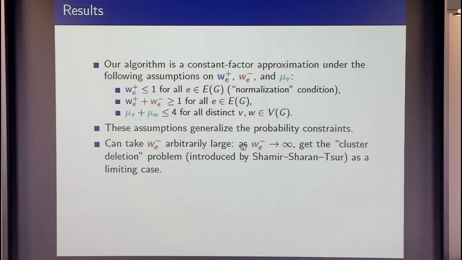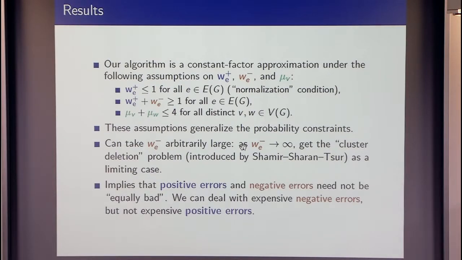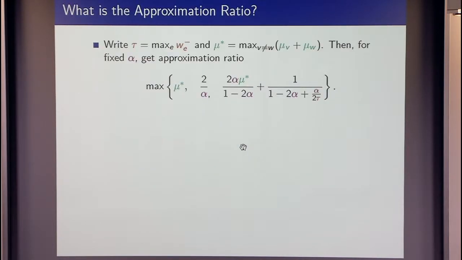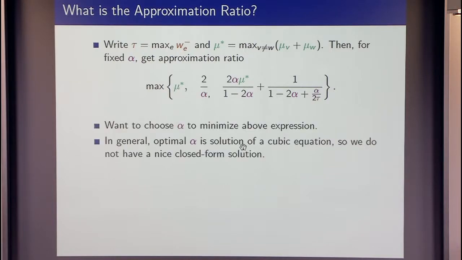And if you let the weights grow, you basically go back to a problem which is known as the cluster deletion problem by Shamir, Sharan, and Tsur, which is interesting in its own right. And this is very interesting because we couldn't get similar approximation bounds when we allow very large positive weights. So what we basically have to deal with is large negative weights, and this is what we obtained as the results. And how to choose the optimal alpha for the rounding procedure is really a big mess.